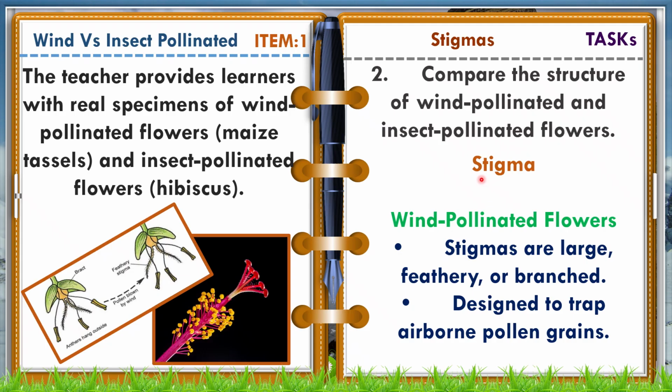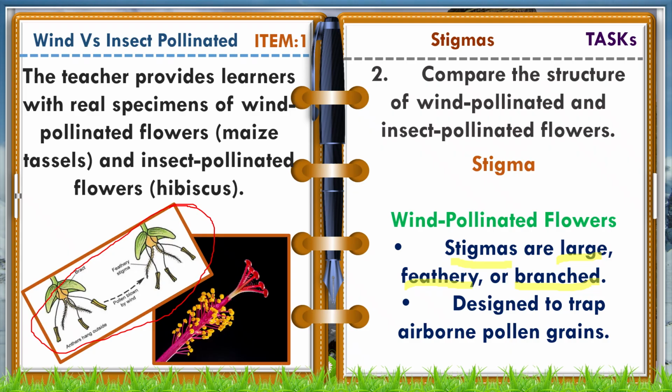Now we want to look at the stigma. We have gone back to wind-pollinated flowers. The stigma are large, that is, on wind-pollinated flower. They are feathery and branched. So when you come to our wind-pollinated flower here, we want to locate the stigma.